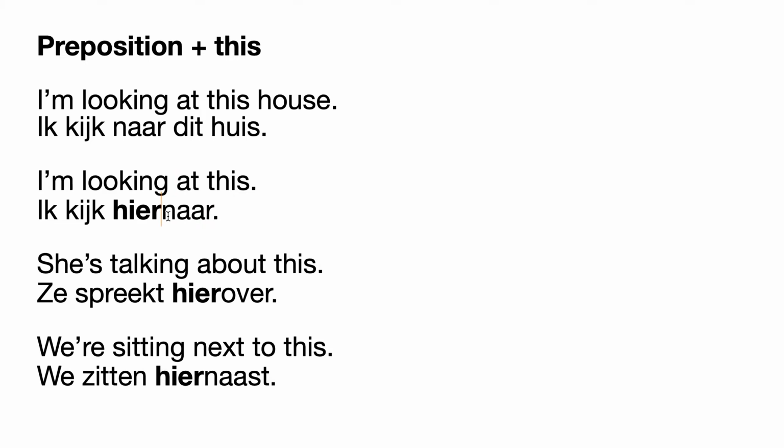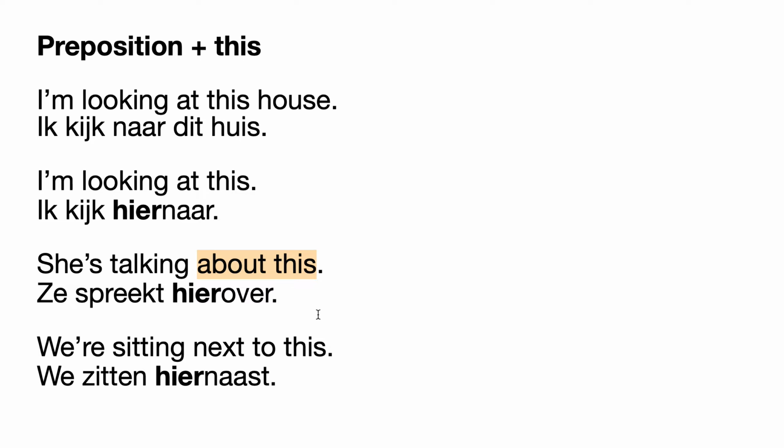At preposition naar. So I will put the hier in front of the naar. Next example, she's talking about this. Ze spreekt hierover. She talks about this. Hierover. This about this turns into a hierover. And we're sitting next to this. We zitten hiernaast.